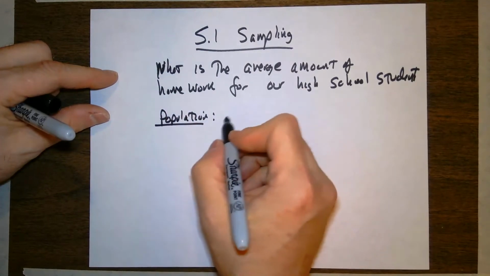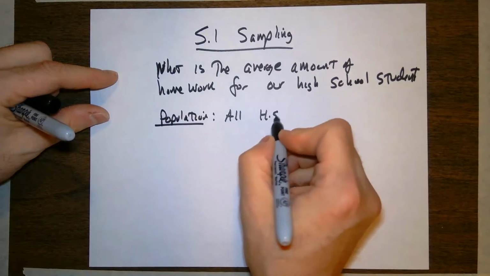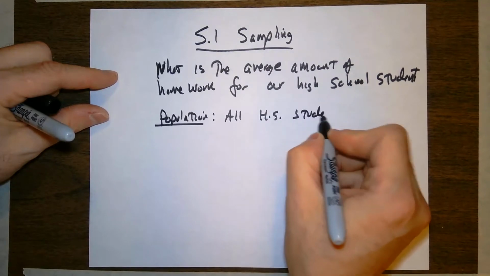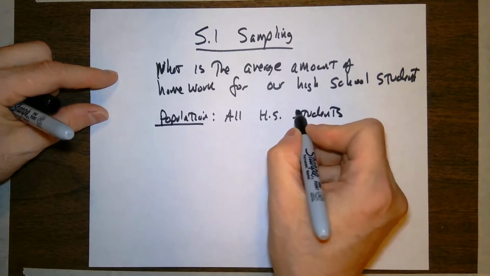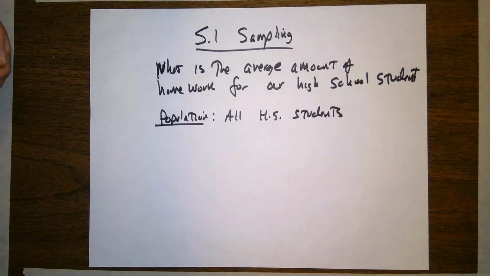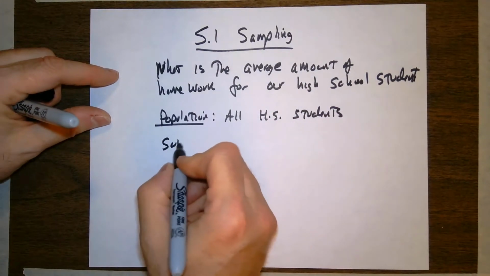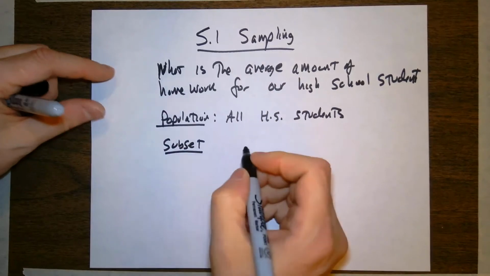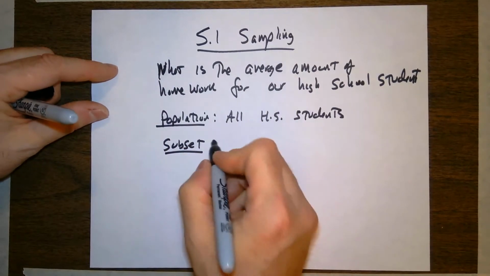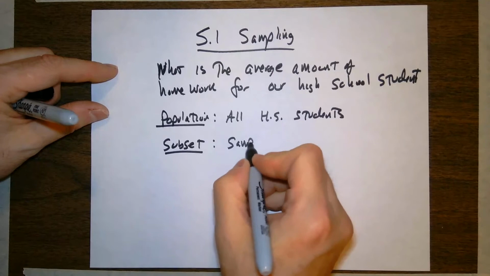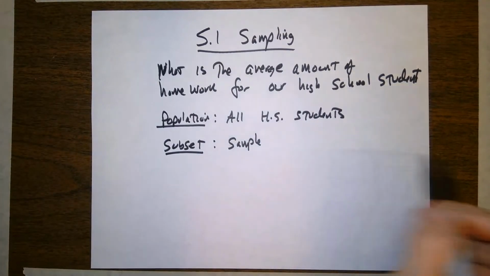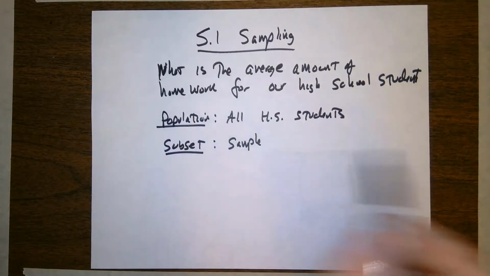The population would be all high school students. But there's too many, and it might be too difficult to find them all. So we might want to take a subset of them. A subset is better known as a sample.